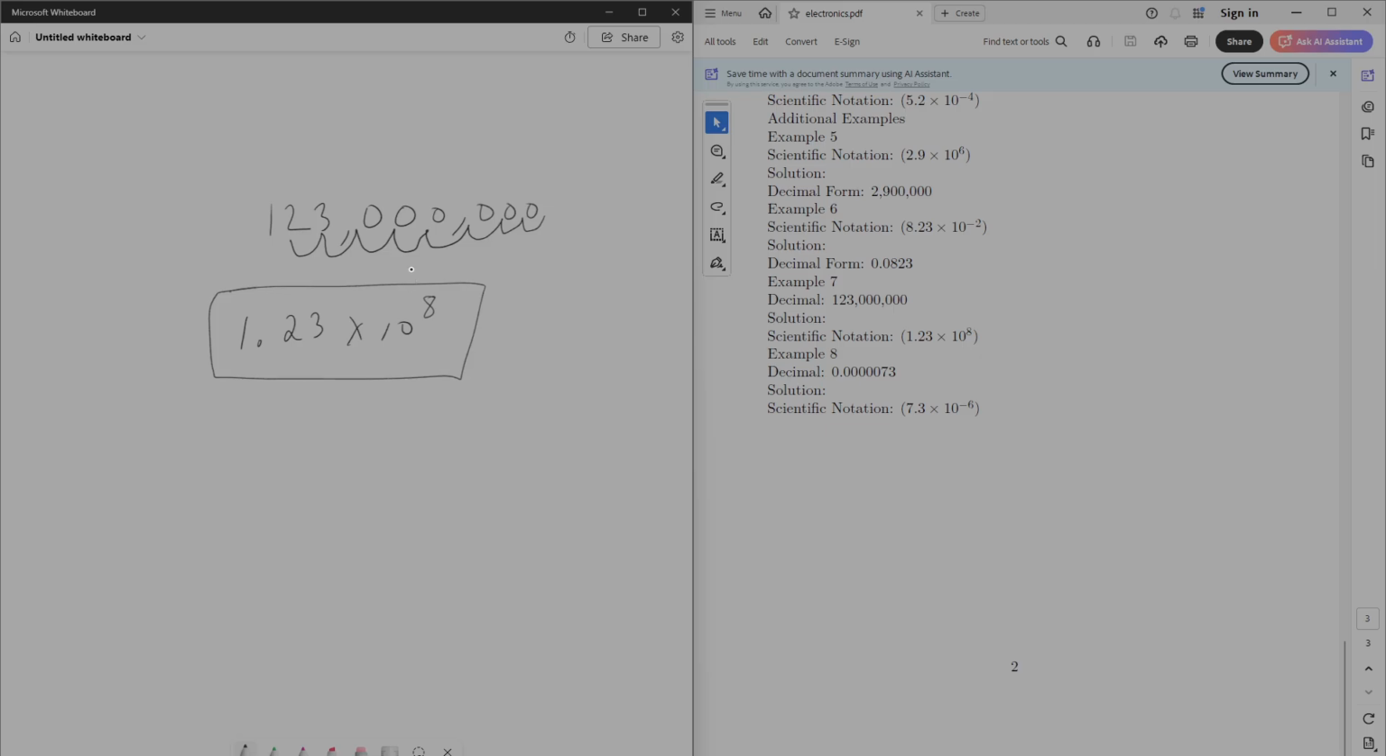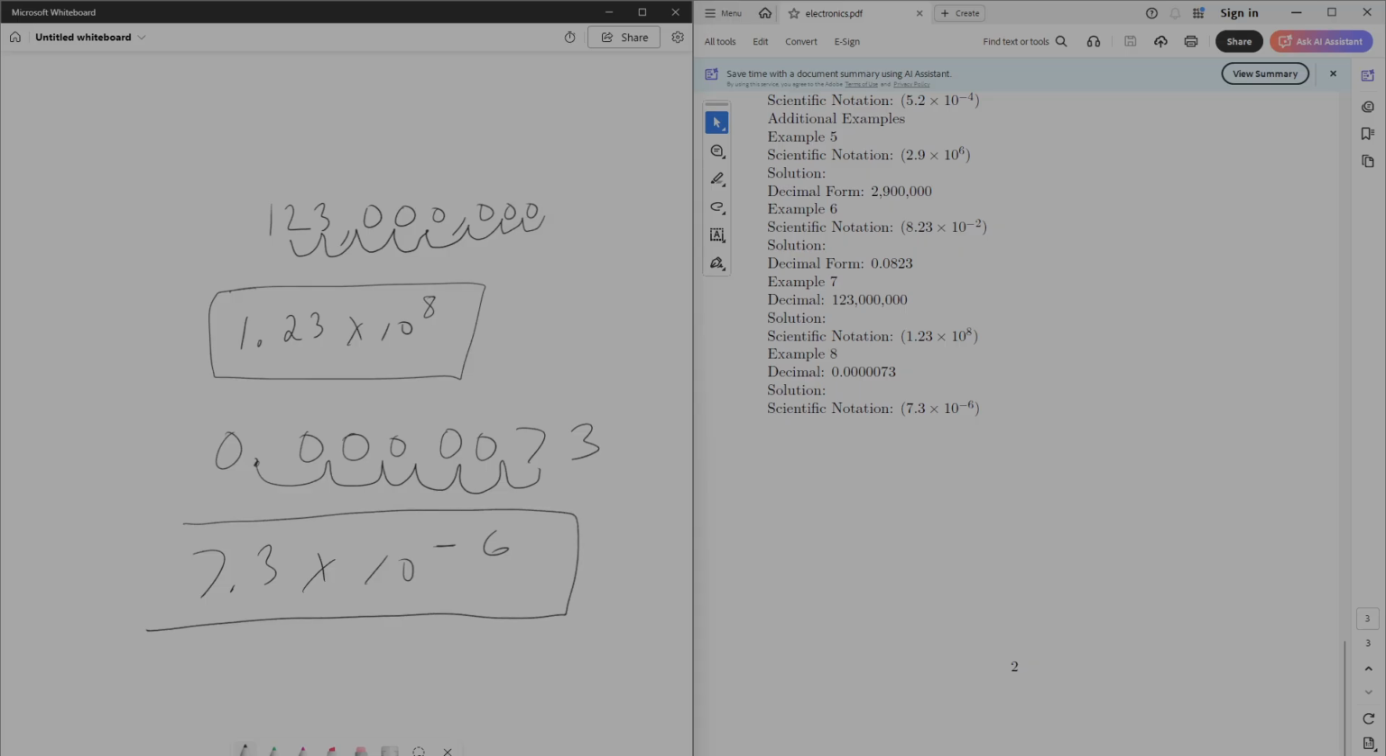Okay, and the last one, example number 8, 0.000073. So right away this has to be 7.3 times 10 to the, okay, now this one, 1, 2, 3, 4, 5, 6. It was moved to the right, so it has to be negative 6. So 7.3 times 10 to the negative 6.